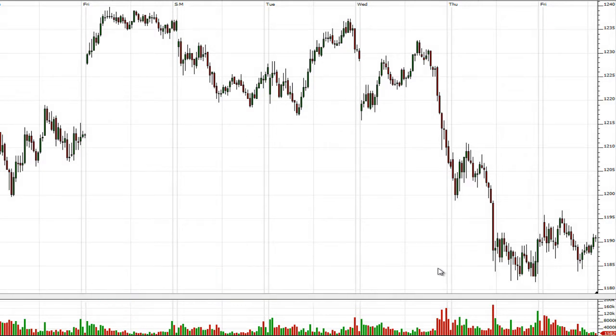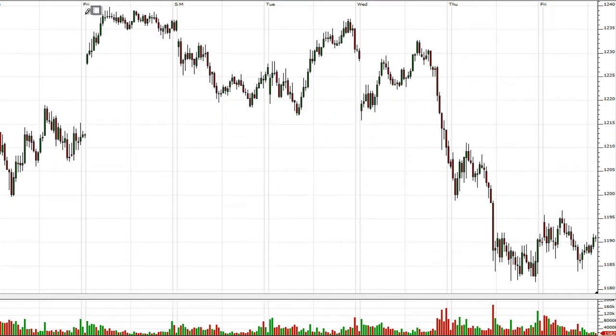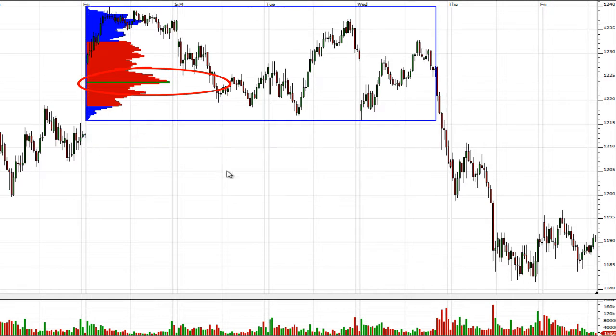So just from looking at this chart, here's what I would do. First, I would see that obviously we had a major balance area right here. So I would draw a profile right over it. All right, here we go. And this is where the balance area ended before that breakdown began. Let's move it a little bit more to the left. Okay, and so this is our balance area. It was a 4-day balance area.